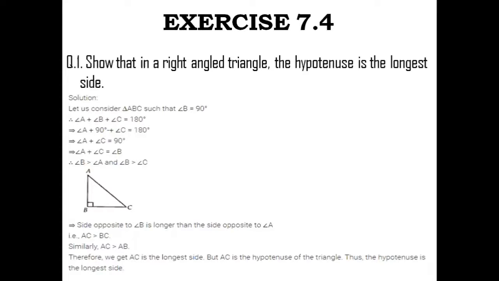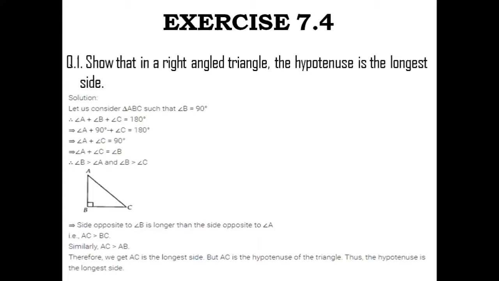Now, many of you must have already realized that the hypotenuse is the longest side of a right angle triangle while doing sums related to right angles. But then let us give a written explanation for the same. Let us consider triangle ABC such that angle B is equal to 90 degrees. Consider the figure on your screen, triangle ABC, wherein angle B is equal to 90 degrees.